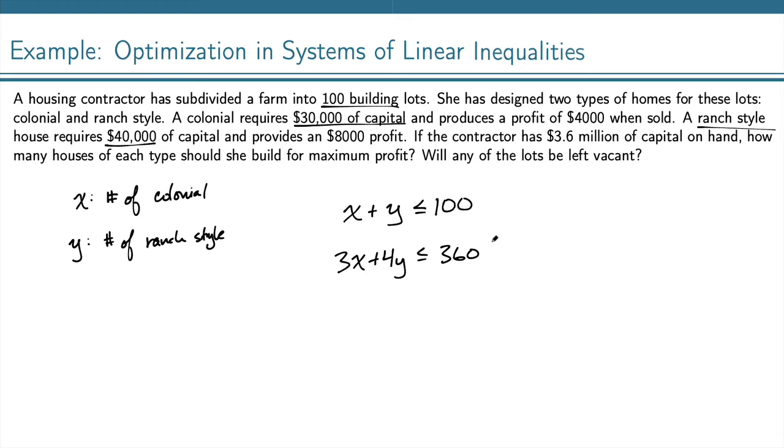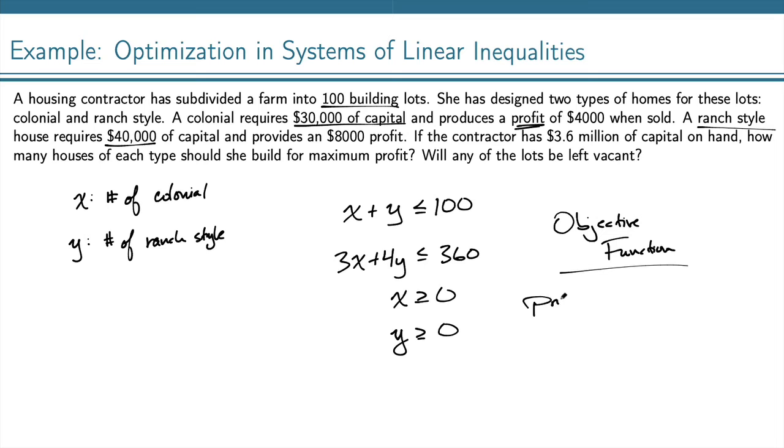Finally, the number of homes of each type obviously can't be negative. She can't build a negative number of either of these types of homes. So these are the constraints that we have, and then we have our objective function. The objective function is the thing that we're trying to maximize or minimize, and in this case, it is profit.